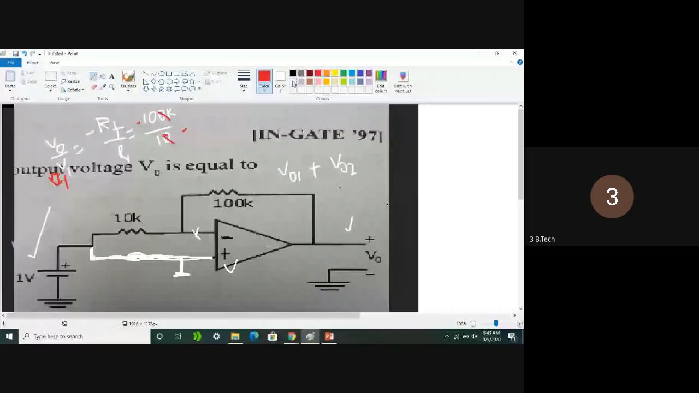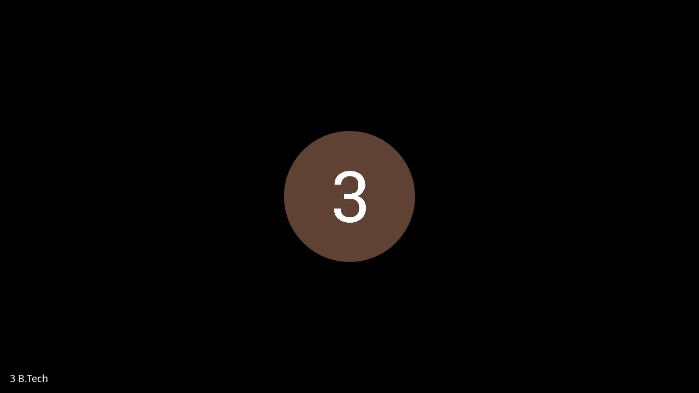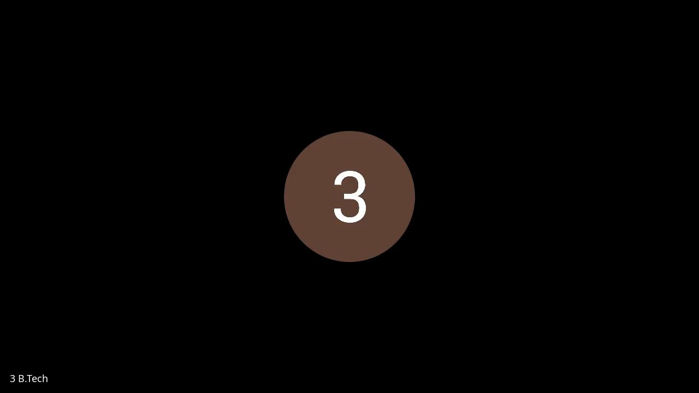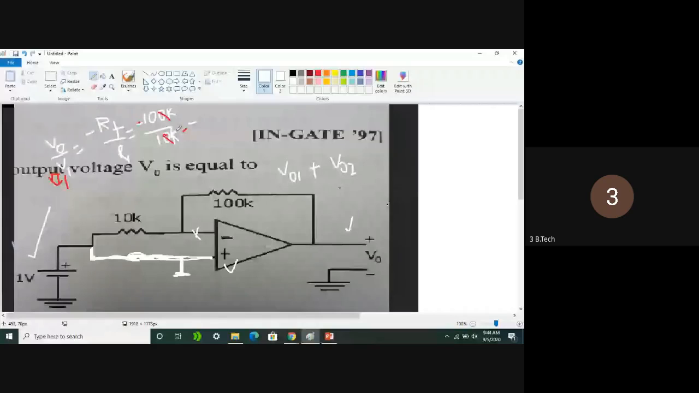K is already cancelled. Both resistors are 10K. One is 10K and another one is 100K. I think someone is bothering about this K. What happened to this K? Both resistors are in kilo ohms, so both Ks also will get cancelled. So finally we are having minus 10 volts.